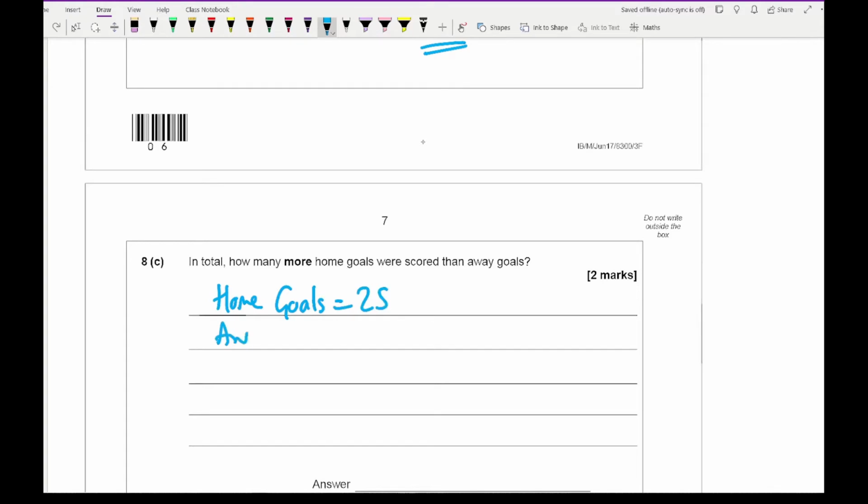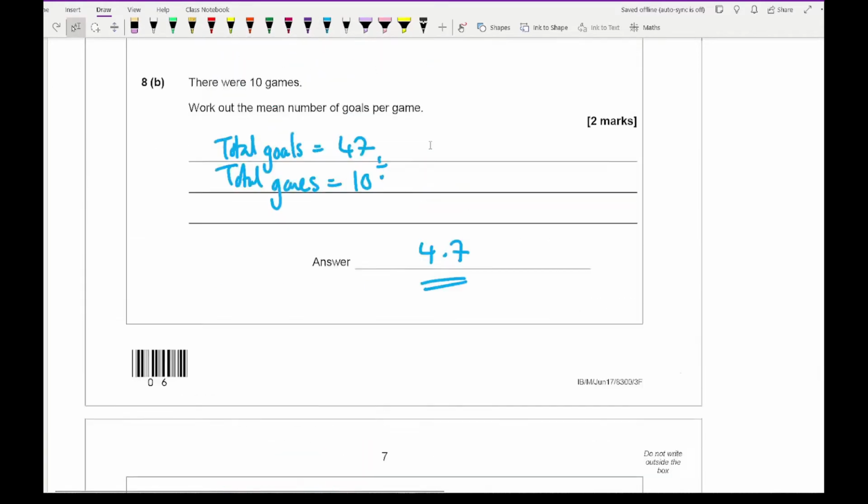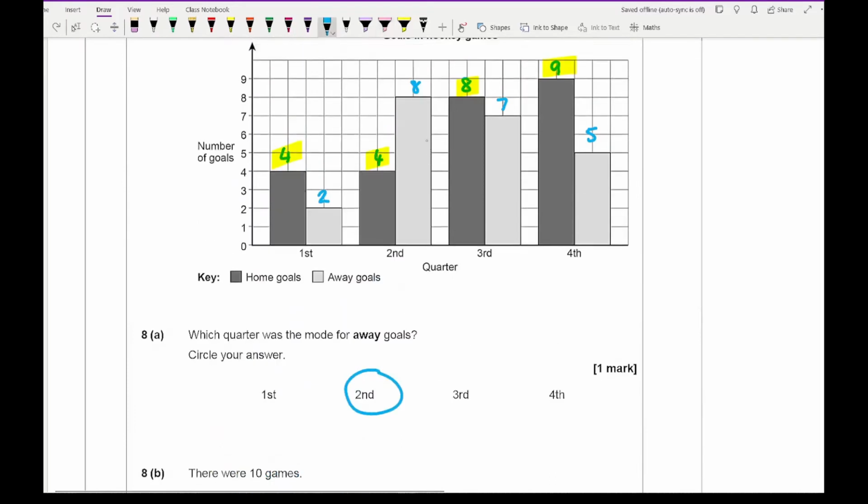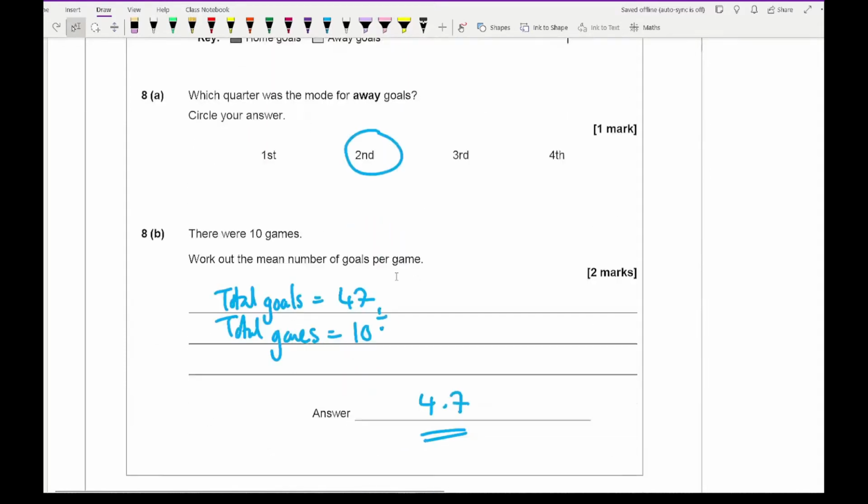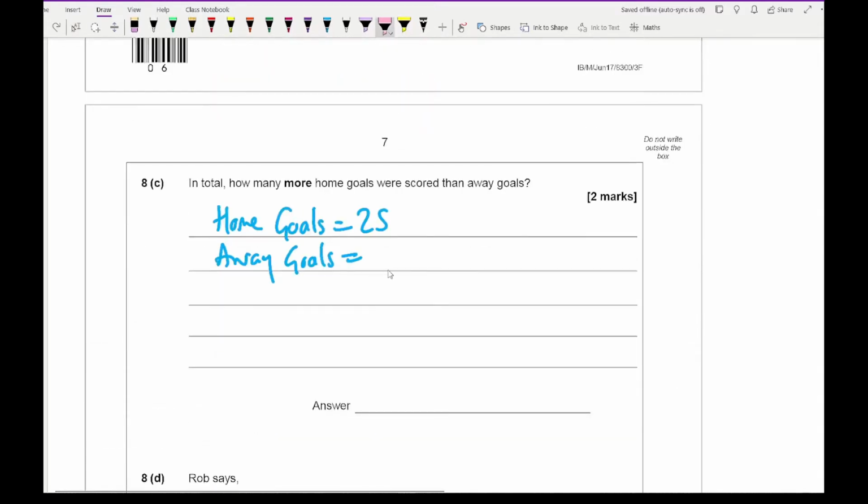And then if I work out the away goals, and just add them all up. So here I've got 2 plus 8, which is 10, 17, and then 22. And so if I then do 25 take away 22, that gives me a difference of 3.